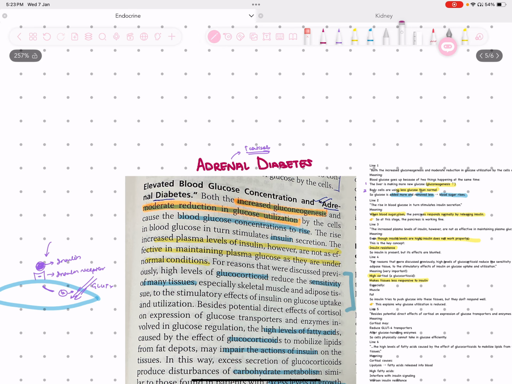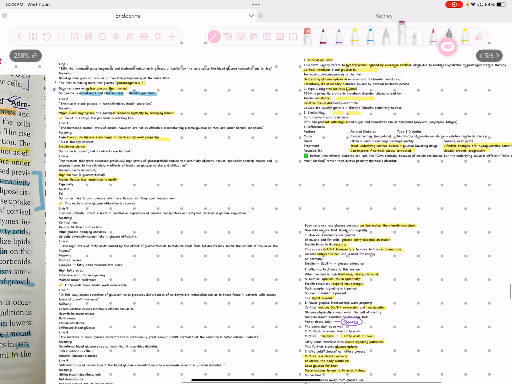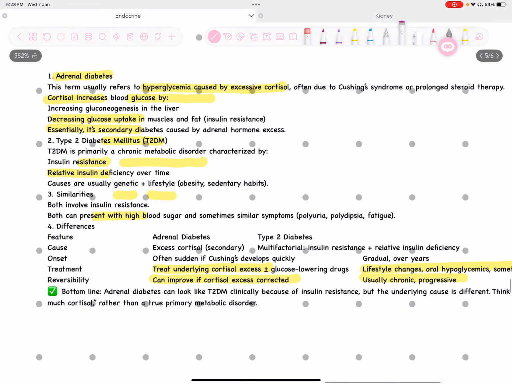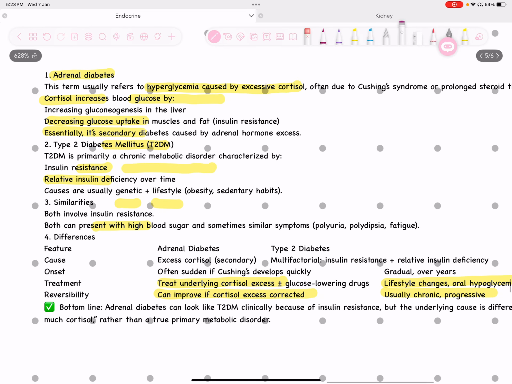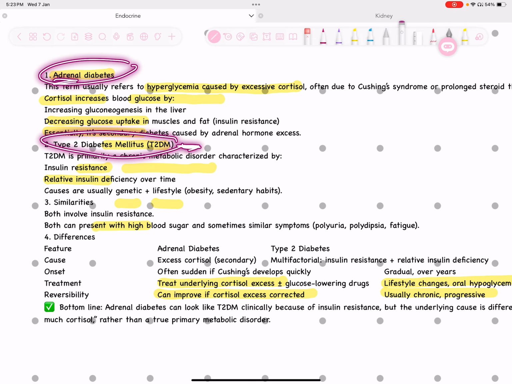Now, you may want to compare adrenal diabetes to diabetes mellitus type 2. What is the difference between the two? This one is because of the adrenal gland, and this one is because of the pancreas. This is pancreatic diabetes, the primary diabetes that we know. This is a secondary diabetes. This means that the cause is something else. And this is the primary diabetes that is very common and very well known.